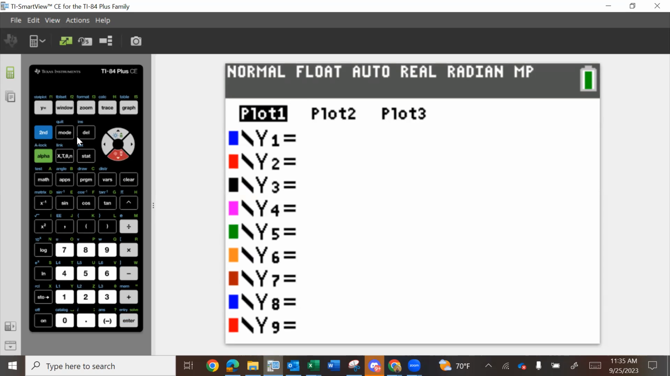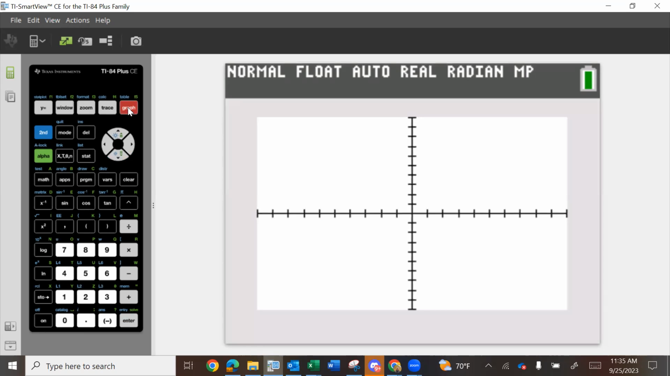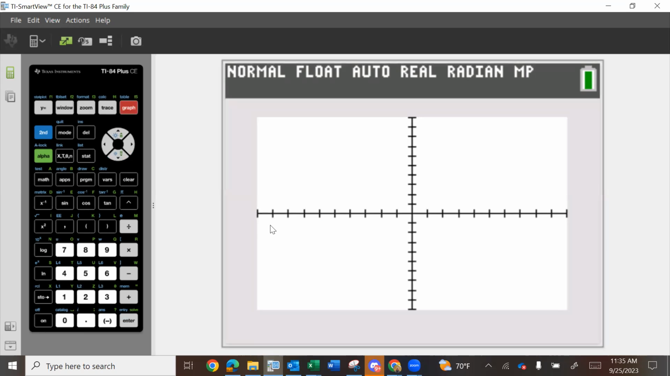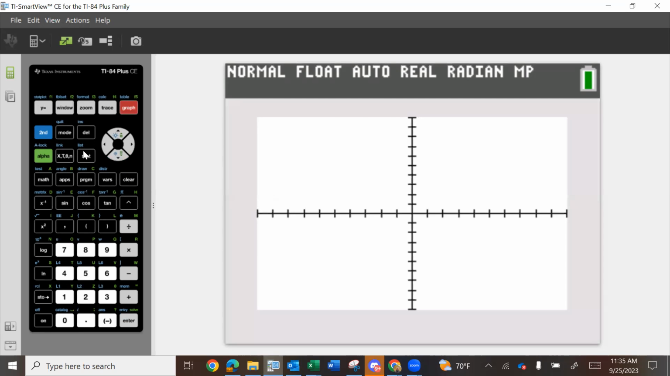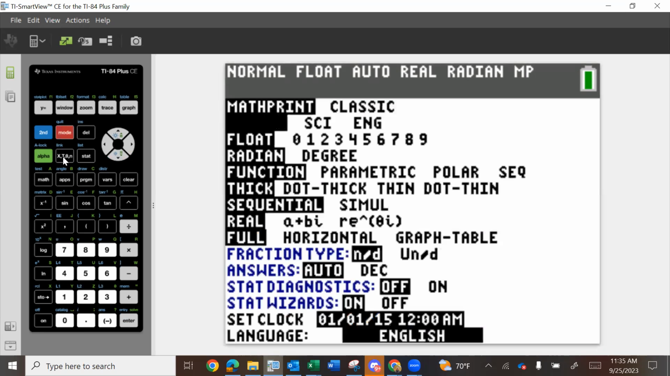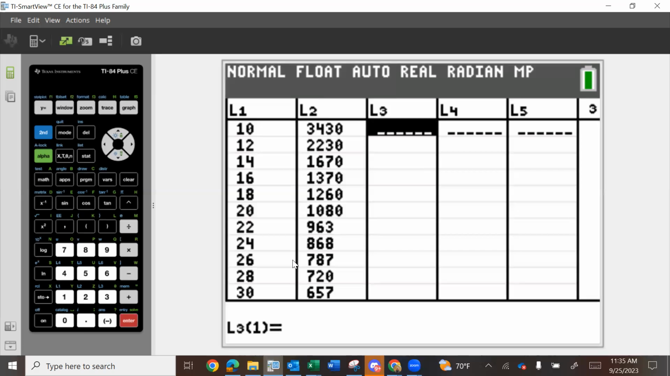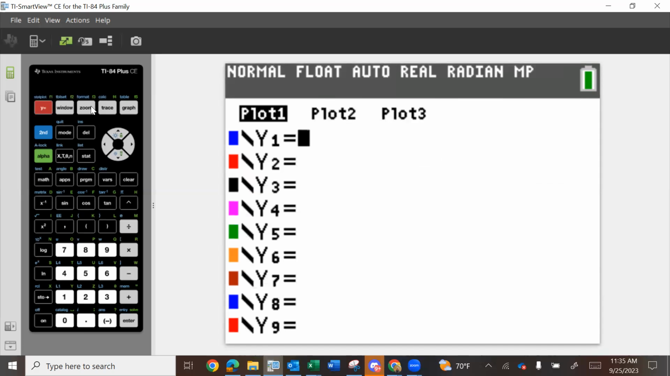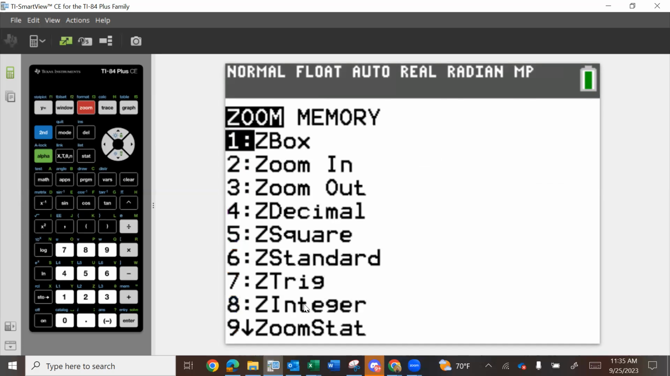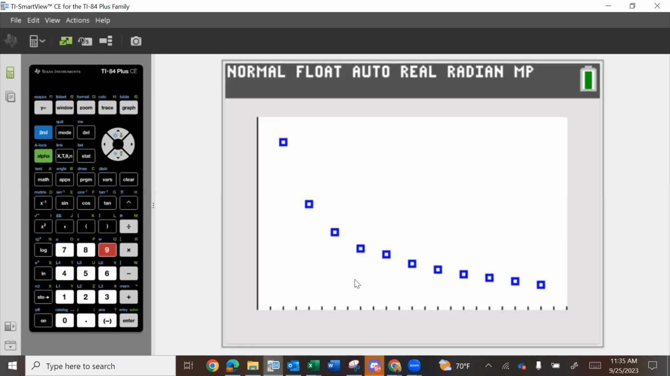Okay. And then I could just go straight to the graph, but I probably won't see much. Okay, because the regular graph just goes -10 to 10 in both directions. Meanwhile, our data is, for the most part, quite a bit larger than 10. So that's not going to cut the mustard. Okay, so I'm going to go zoom, and then option 9, zoom stat. That'll zoom right in on all the data. Oh, okay. I see what we got here.